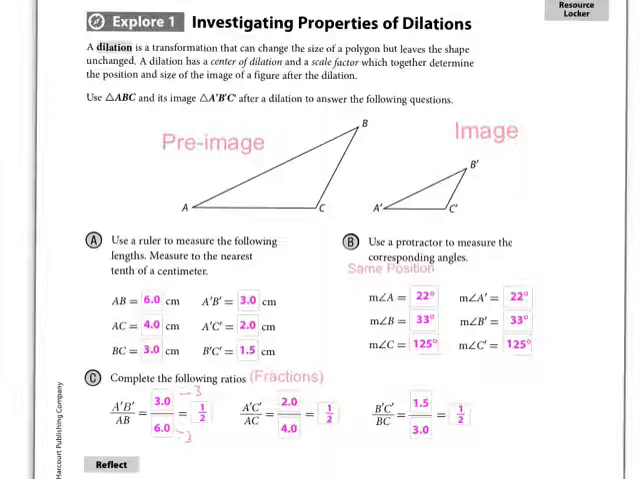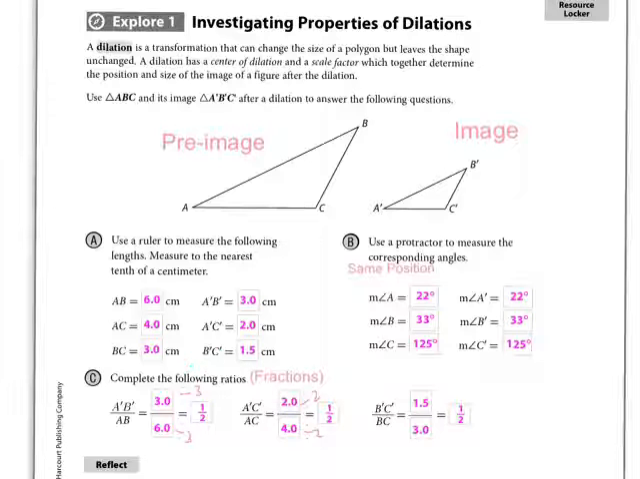Now they want the measure of A prime C prime. A prime C prime is 2 and AC is 4. So 2 over 4 is the same thing as 1/2 by the same reasoning, except here I would divide by 2 on both of them. If I divide by 2 and I divide by 2, then 2 divided by 2 is 1, and 4 divided by 2 gives us 2. So we're getting 1/2.